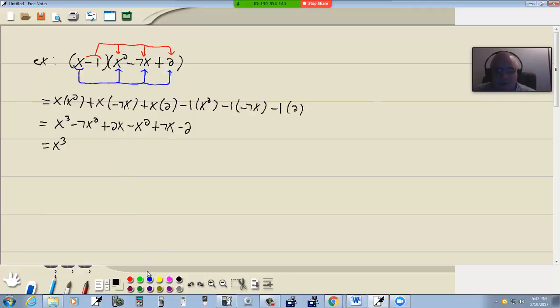Always combine together like terms. Here we have an x squared. Here we have an x squared. Negative 7x squared and negative 1x squared gives us negative 8x squared. Here we have an x and here we have an x. And so we have 2x plus 7x is 9x. And then the minus 2 carries down. Now let me double check that. 9x minus 2. Okay, so that would be your answer.